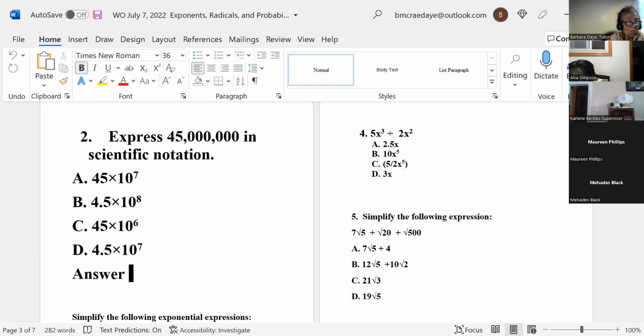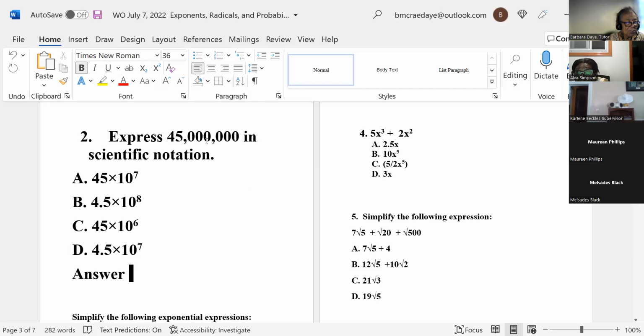How many places did you move it? Just count the zeros and the 5. So how many places? Okay. 1, 2, 3, 4 places.